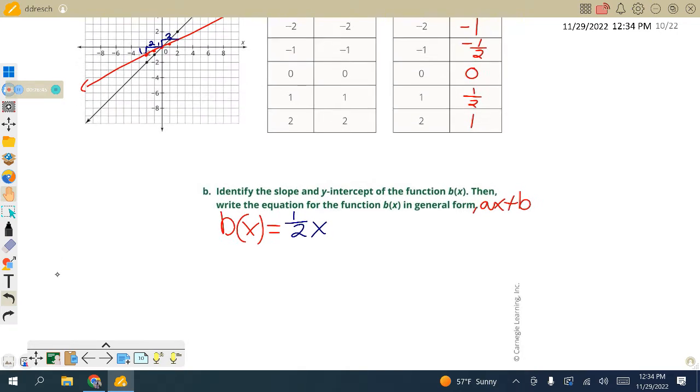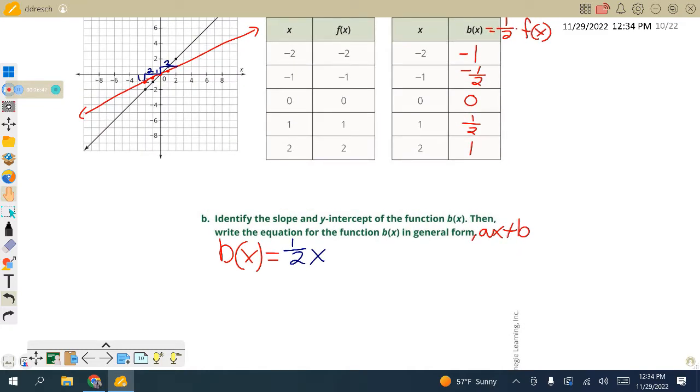Where is my y-intercept located? Still at the origin. We haven't moved that thing up or down. This is the y-intercept right there. And one more time, do we need to say 0? We can just say 1/2 x. Okay? We can do that, then you're okay.